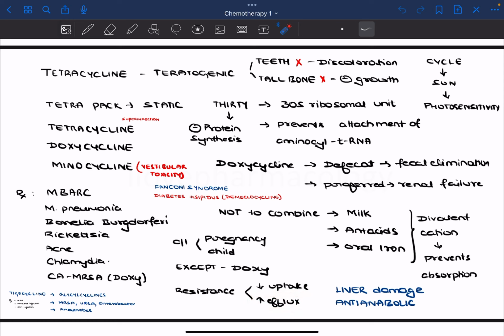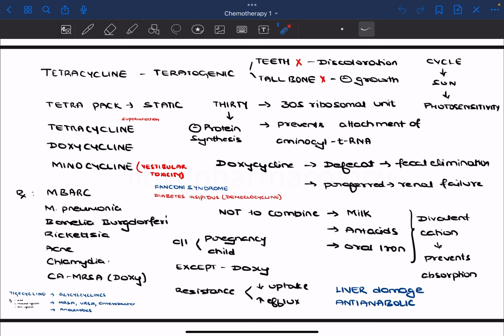So apart from that, what are the side effects? We discussed the side effect of superinfection. It can cause superinfection. Apart from that, the most common side effect that can be encountered with tetracycline is that whenever the patient taking tetracycline goes out in the sun, it causes a photosensitivity reaction. Most commonly, it can cause photosensitivity reaction.